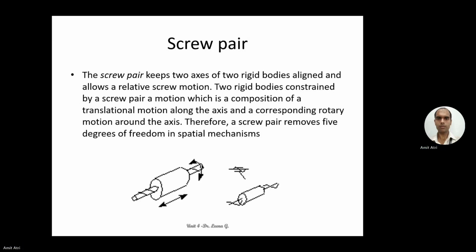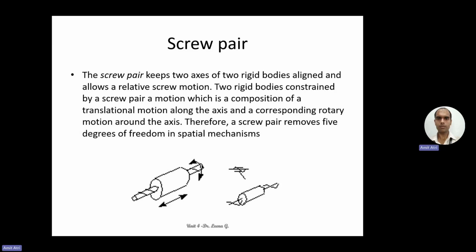Next is the screw pair. This screw pair keeps two axes of two rigid bodies aligned and allows a relative screw motion. So with a screw, we are twisting the screw, rotating the screw. So that is one movement. Then the screw is moving forward, backward. After twisting, either it is going inside or it is coming outside. So two types of motion.